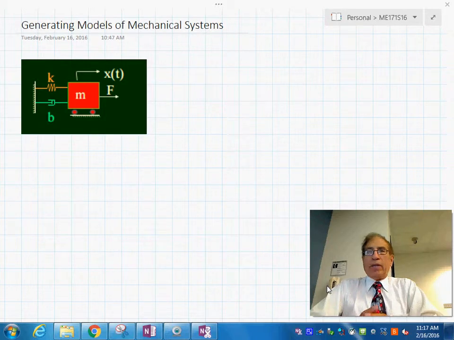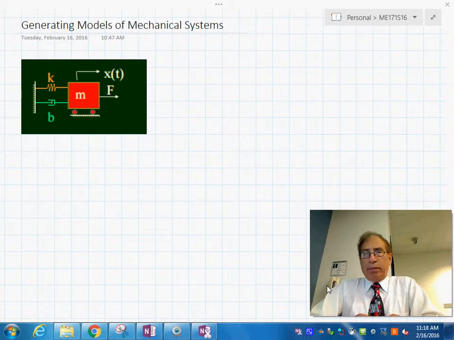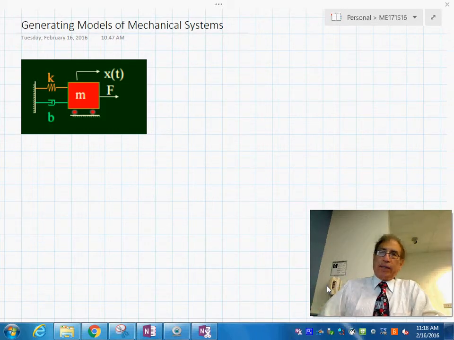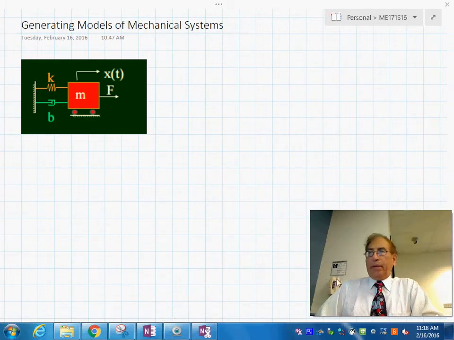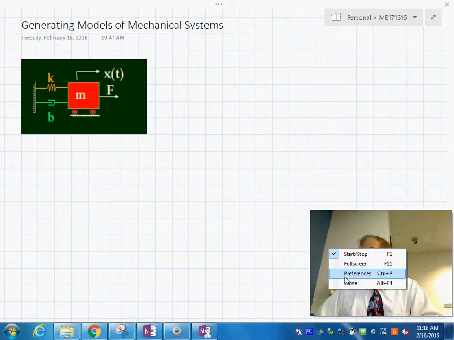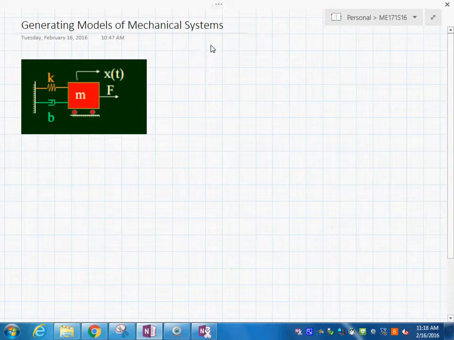So what I'm going to be doing is we're going to outline some steps on how to do it, and if we follow these steps, we should be able to generate a model of mechanical systems of this magnitude or more complex, because the steps would be the same. So let's take a look at the first step that I'm going to write down in here.